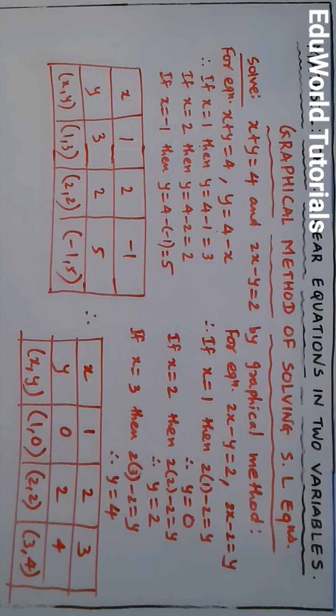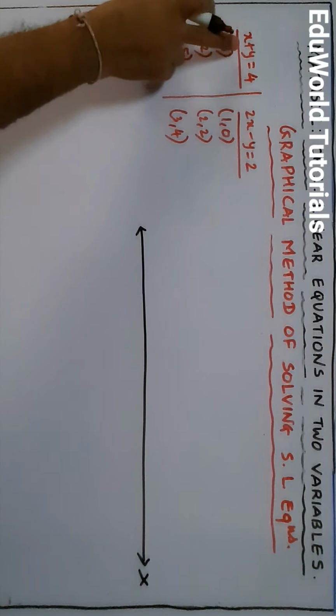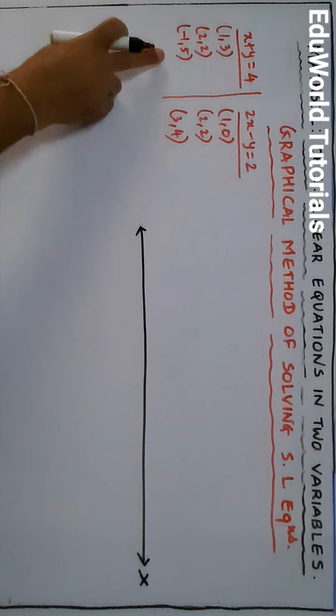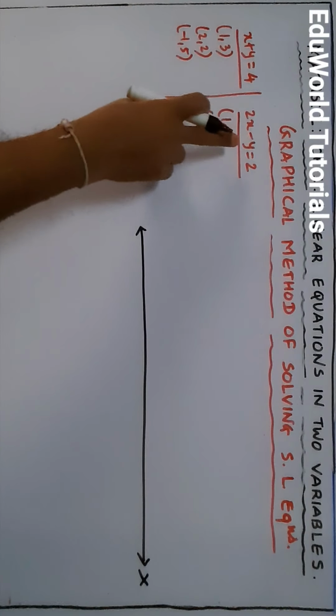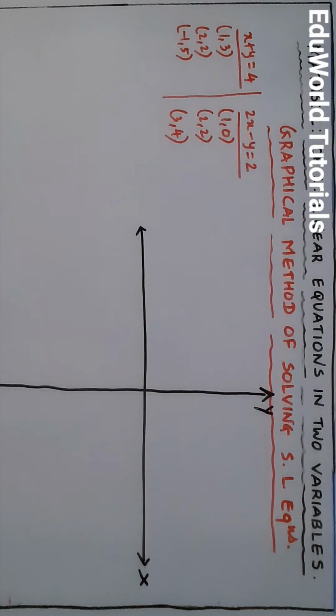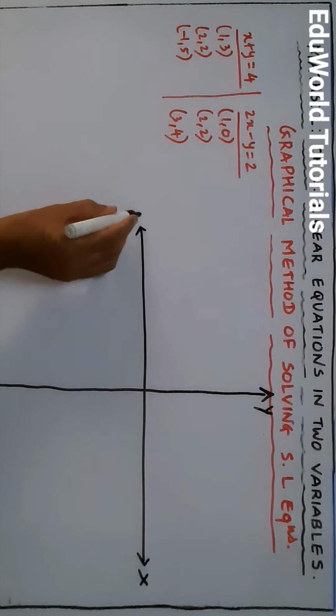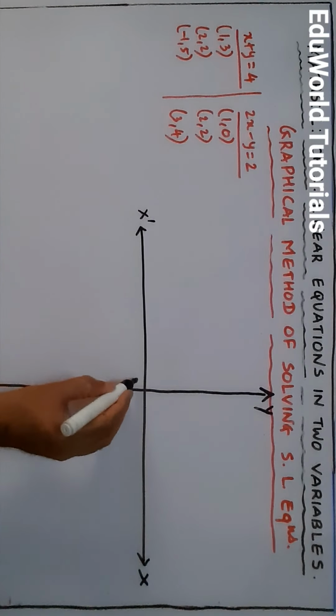Let's see, I am just drawing, please keep in mind all these points. I have written the points aside: for the equation x plus y equal to 4, these are the 3 points I got in the table. For the other equation I got these points. This is the x-axis, the horizontal axis, and this is the y-axis, the vertical axis, x dash and y dash. The point of intersection is the origin, (0, 0), which should be written.